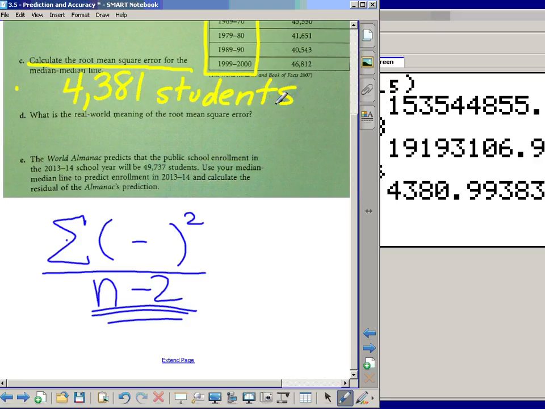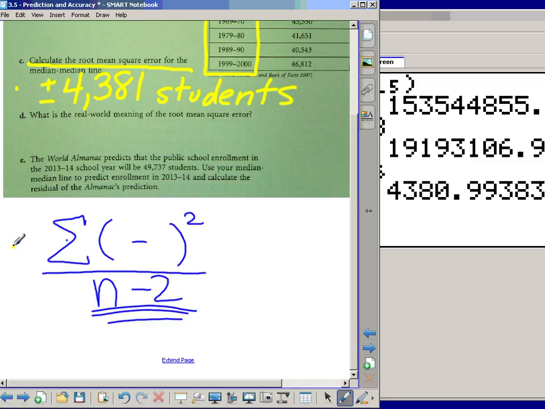They want the real-world meaning of that root mean square error. Well, that means this. If we predict out to the future how many students will be enrolled in the year 2030, that prediction may be off by either 4,381 students above or below that prediction. That's one indicator that we can use in statistics, the root mean square error. It tells us how far the data might be off.